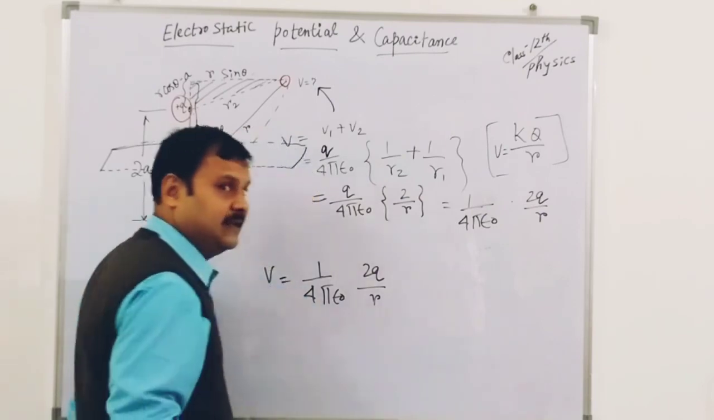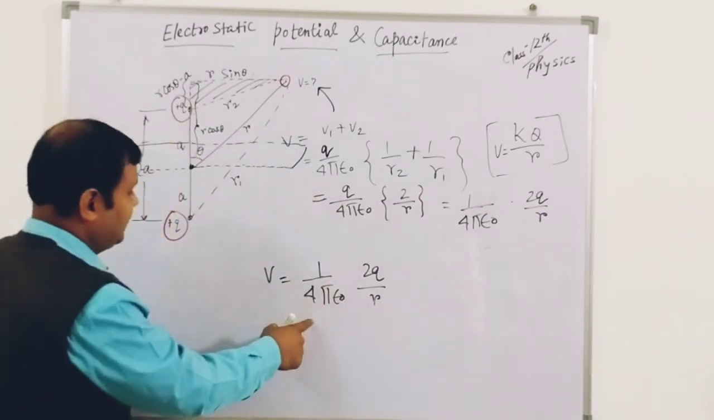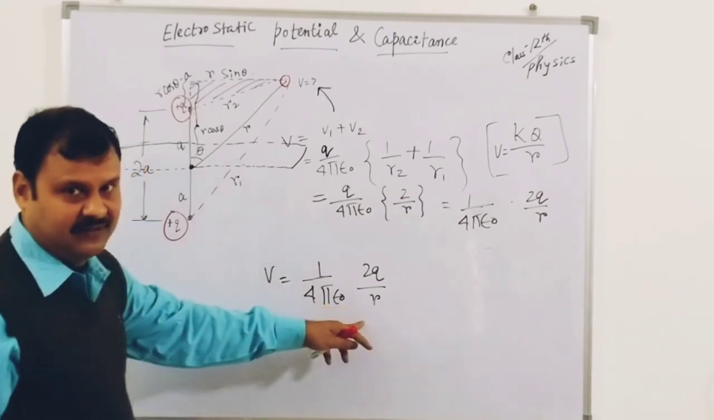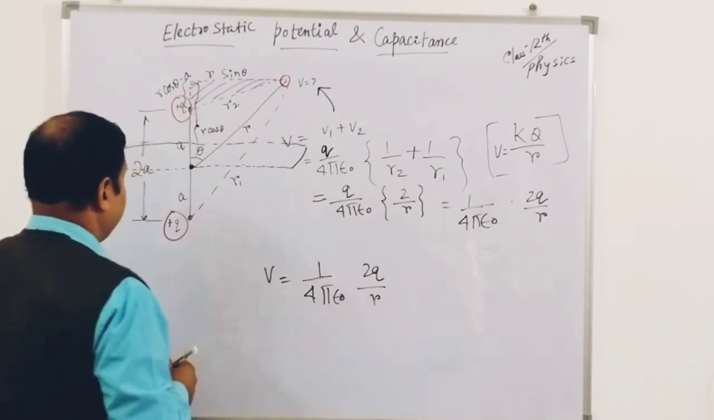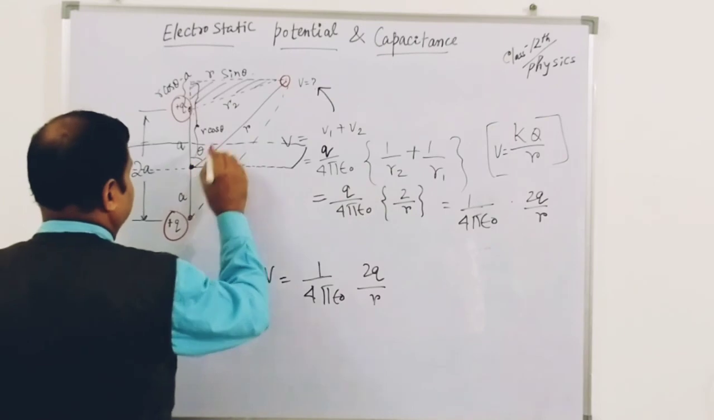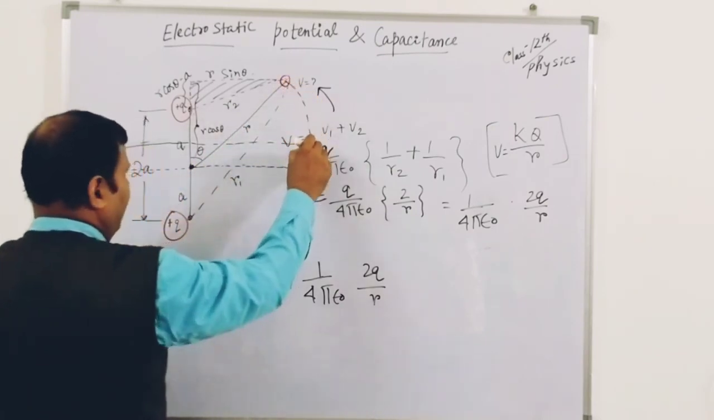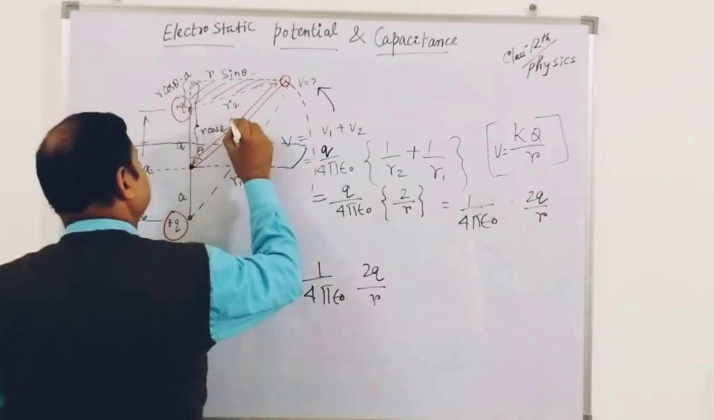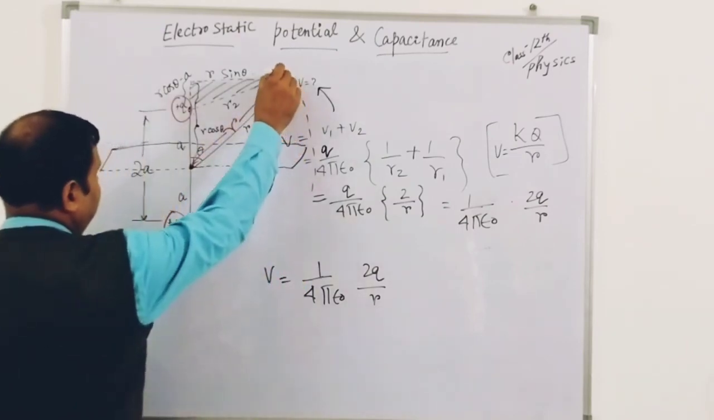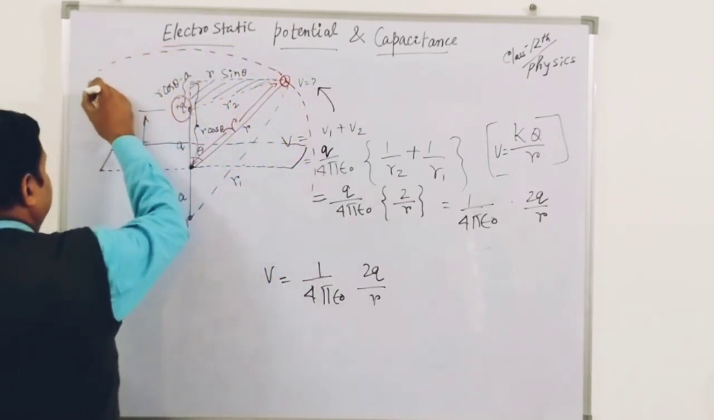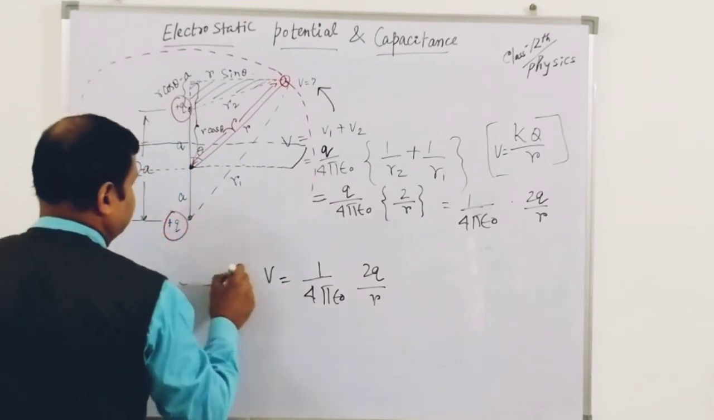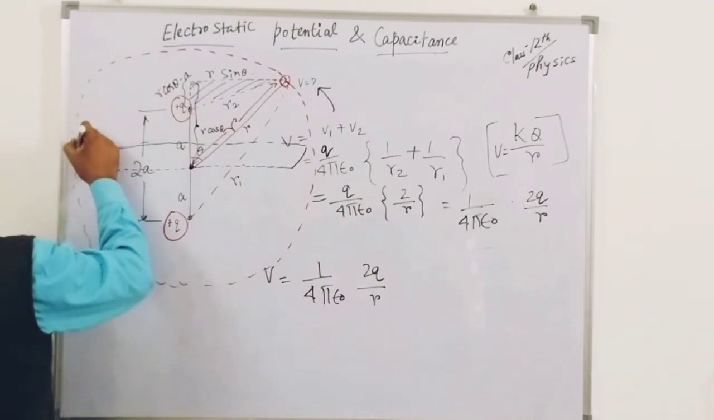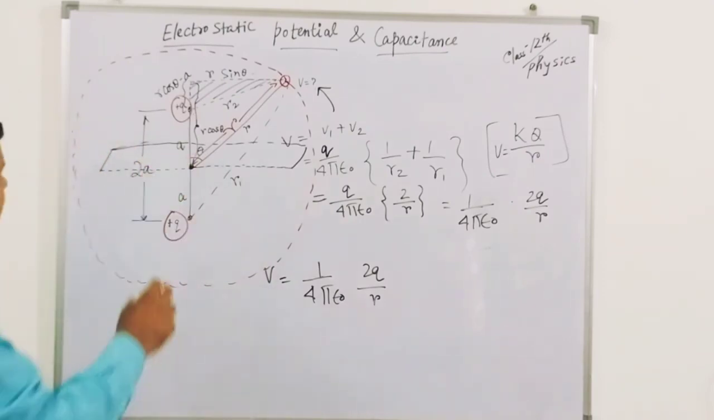At the same r distance, what does it mean? If it is r, there is no cos theta. So at every point at this distance r, if we make a circle with this radius, you will get an equipotential surface all over this radius.